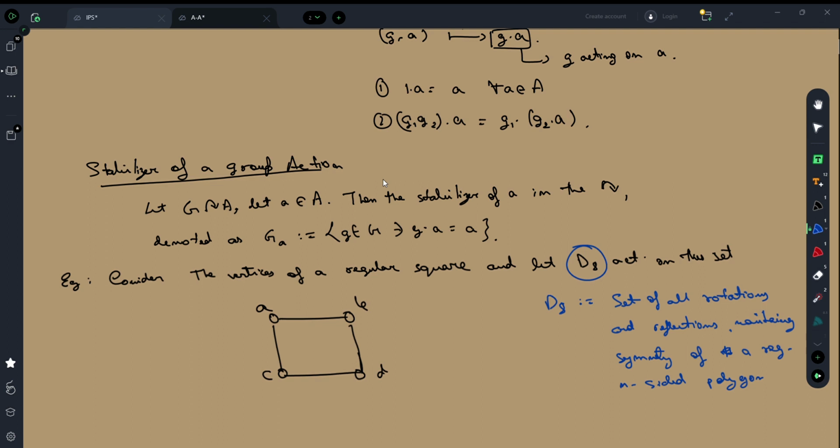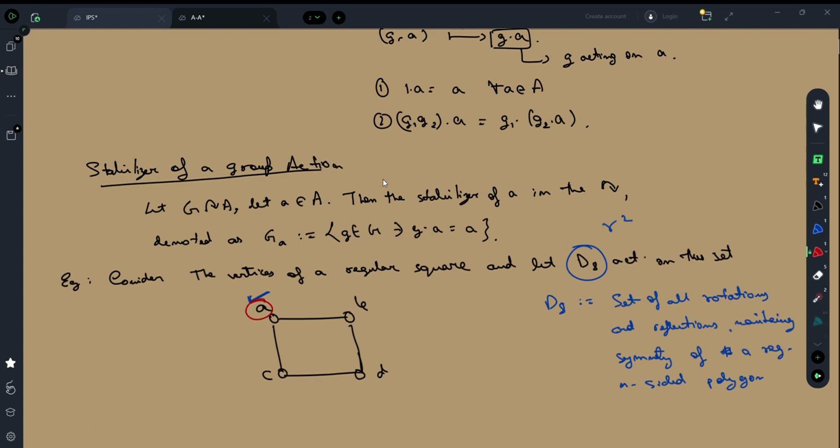For example, if you start with the vertex A and you pick the element, let's say, R squared. Now R to the power 4 must be 1 typically. Each rotation will give you a 90-degree rotation, so every rotational element in D8 will ensure a 90-degree rotation. If you start with A, the identity element of D8 will simply mean 1 acting on A.